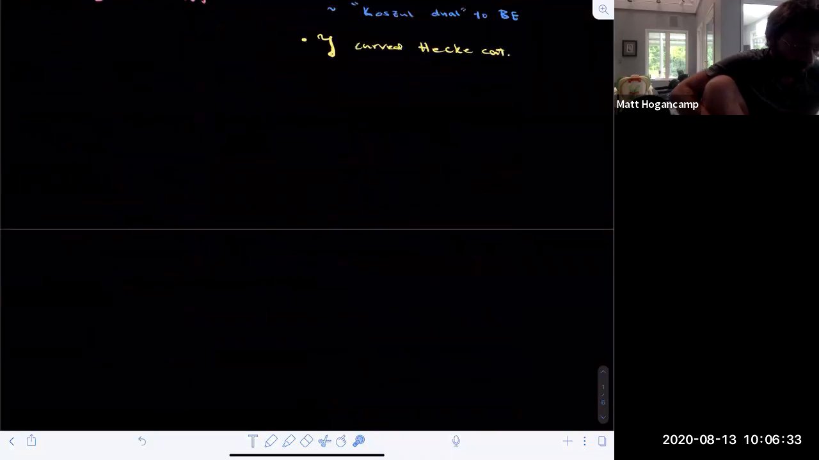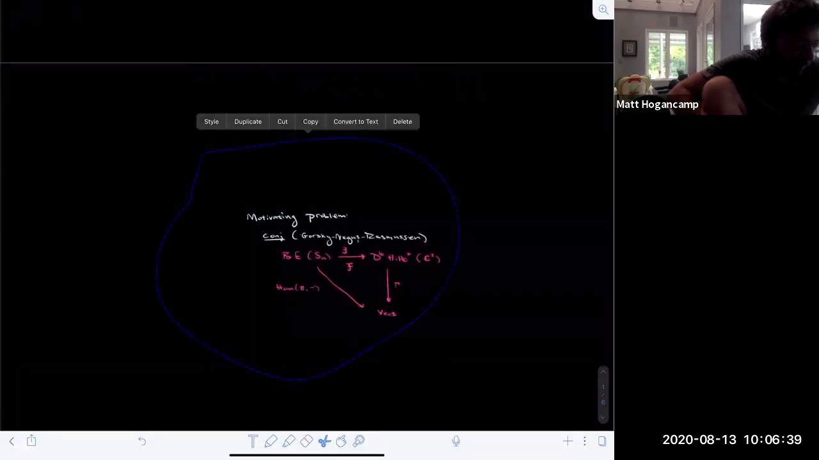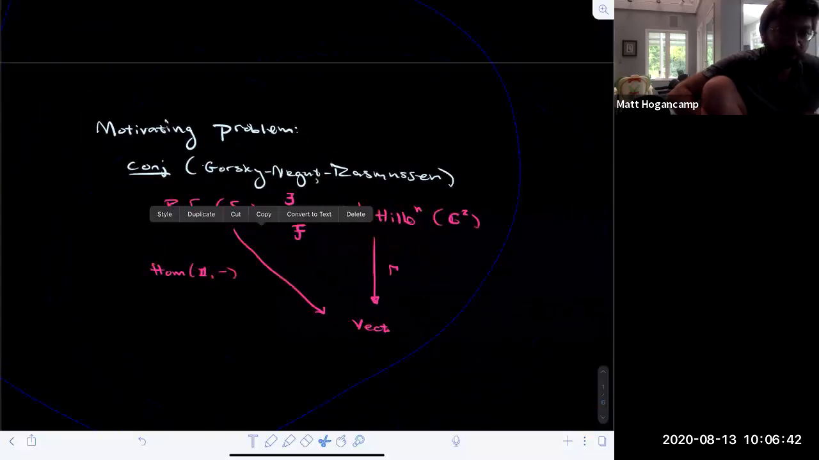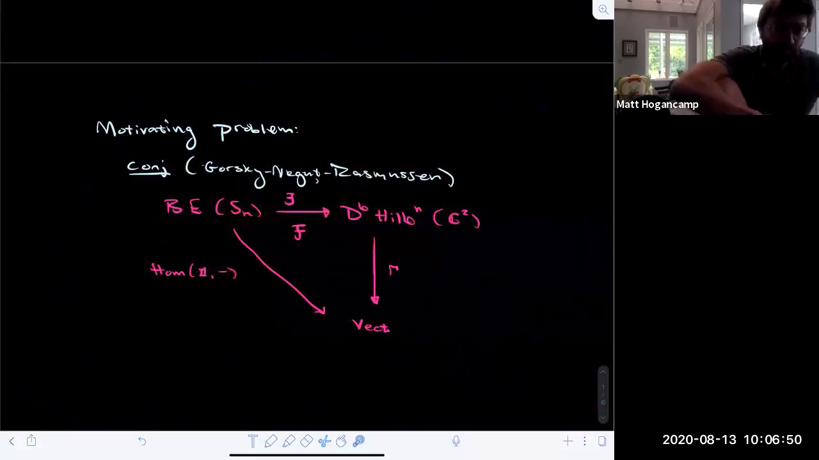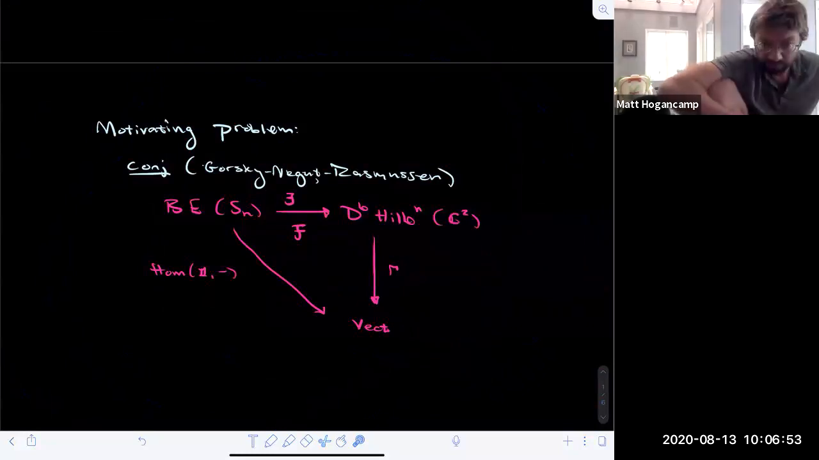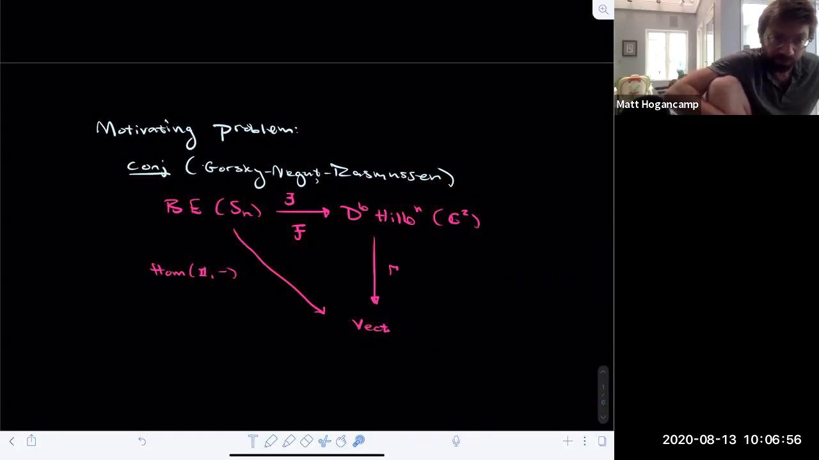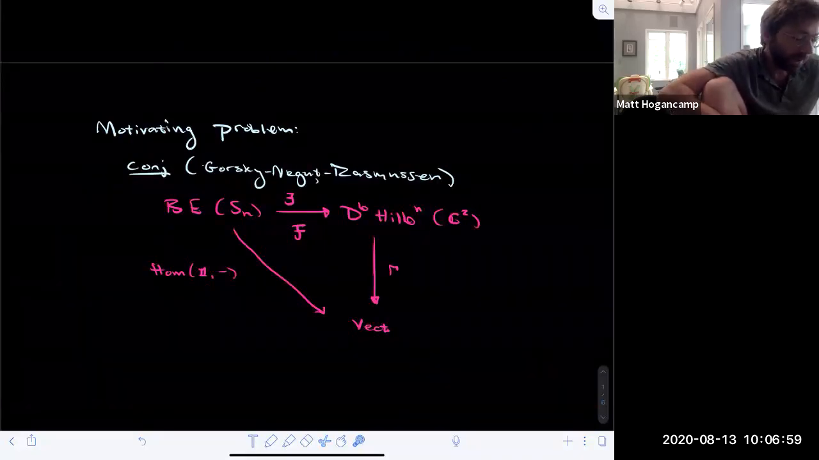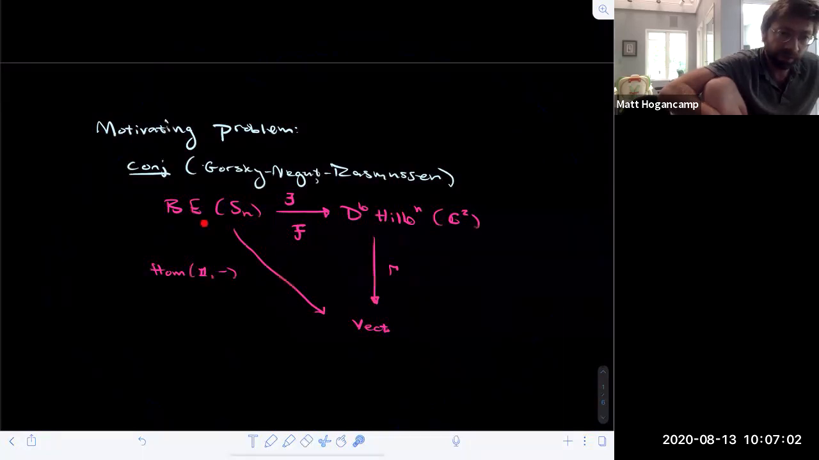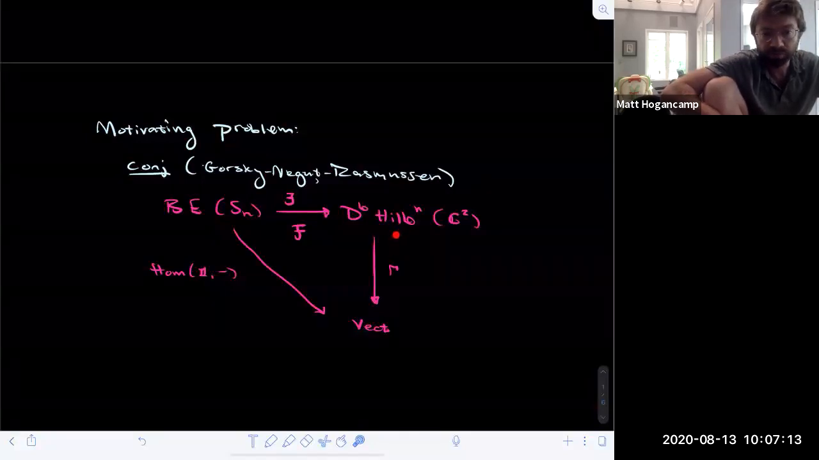Now the original motivation for this, in type A anyway, was this conjecture of Gorsky, Negut, Rasmussen. This conjecture, which is actually maybe not quite correct as stated, is a version of a conjecture in Gorsky, Negut, Rasmussen. So there should be a functor from the categories. Remember, this is the homotopy category of complexes of Soergel bimodules, and there should be a functor which sends such a complex to a sheaf on the Hilbert scheme of points in C^2.